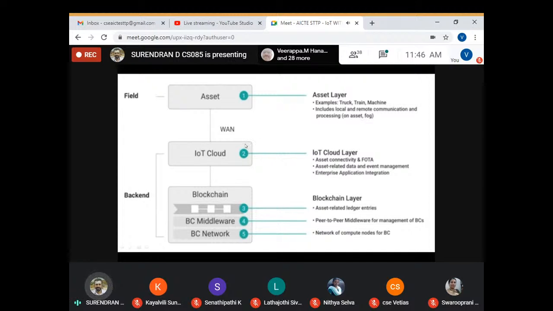Then you have the IoT cloud. The IoT cloud is asset connectivity and data transmission to the cloud over the air, so we call it over the air (OTA). Then asset-related data and event management, and enterprise application interaction. Now all this data is given to the third, fourth, and fifth layers: asset-related ledger entities, and peer-to-peer middleware for management of blockchains, a network of compute nodes for BC. So this is the typical interaction.